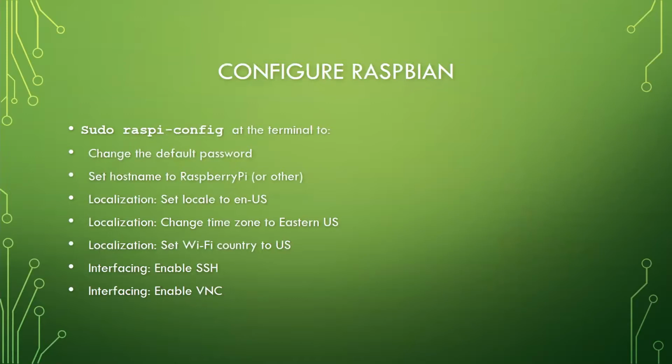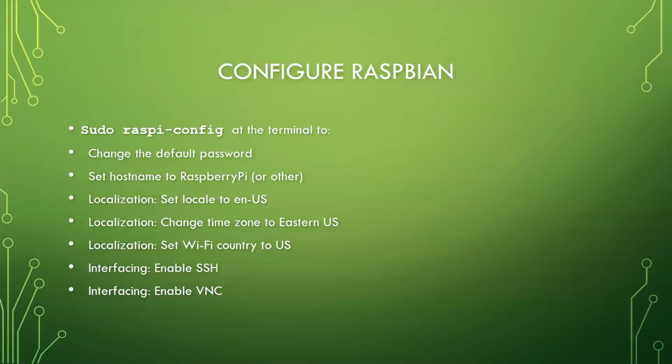So we're going to type sudo raspi-config at the terminal, and we'll see some of those screens in a minute. What we're going to do is change the default password. This is for logging into the desktop on the Pi. We're going to set the host name for it. I cleverly called mine Raspberry Pi. And then we have 3 options to change it to where you are. I'm in Pennsylvania, so I set it to English US, Eastern US for time zone, and the Wi-Fi country to US.